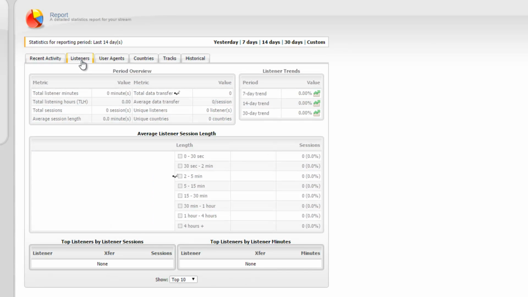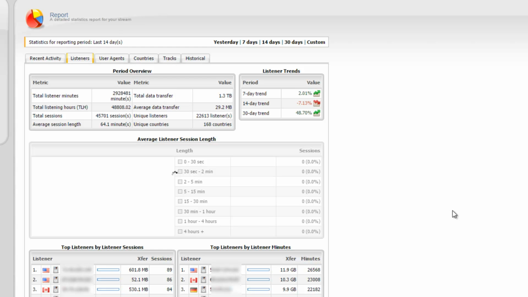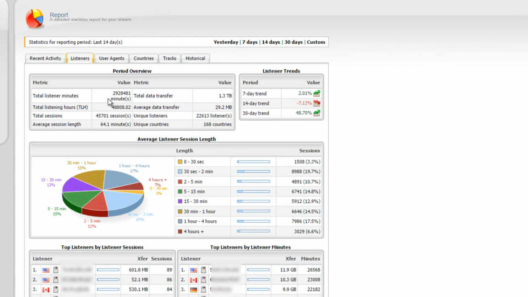If we move to the listener tab, and while this loads a minute, you can see that it's going to give you a source reporting period of the last 14 days. So this is going to give you a 14-day period of information once it completes loading. As you'll see, your total listener minutes for the last 14 days are displayed there. Again, total listening hours, things like that.